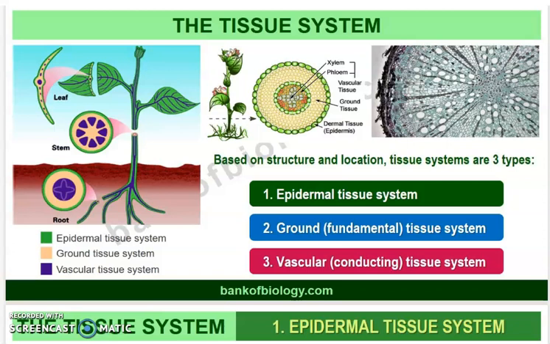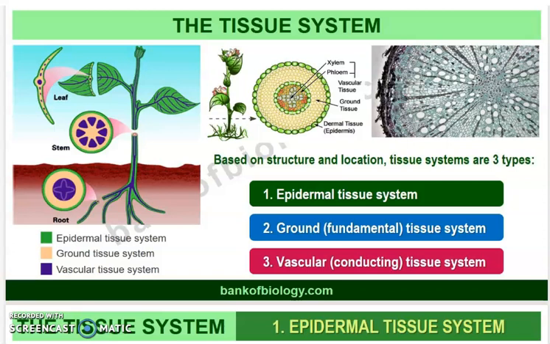So what was the difference between the part which we learned in the earlier part of the chapter and this tissue system? In the earlier part, we were discussing the types of tissues based on the type of cell present in them, right? And here in tissue system, we are going to consider how tissues vary depending on their location in the plant body. And depending upon their location, their structure and function will also differ.